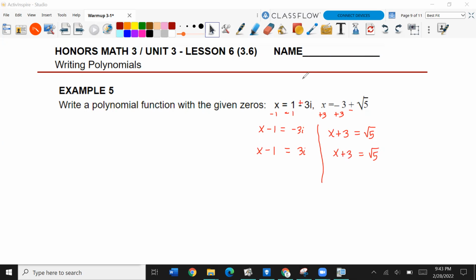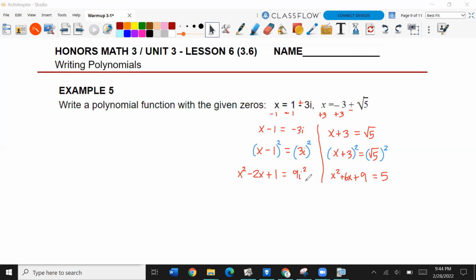And you want to square everything. The goal is to get rid of the i's, to get rid of the square roots. So we do that by squaring. So that's going to be x minus 1 squared. And I'm going to go ahead and just say that's going to be x squared minus 2x plus 1. You should be a little bit more comfortable now squaring a binomial. This is going to be 9i squared. This is going to be x squared plus 6x plus 9 equals 5.